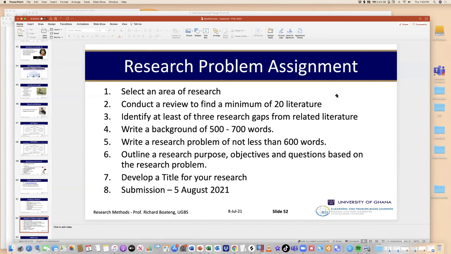Select an area of research, conduct a review to find a minimum of literature. Identify at least three research gaps from the related literature. Write a research background of 300 words. Write a research problem of not less than 600 words. Then the research purpose, the research questions, and then develop a title based on what you have done.